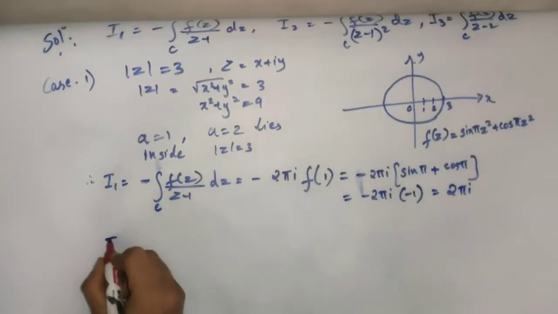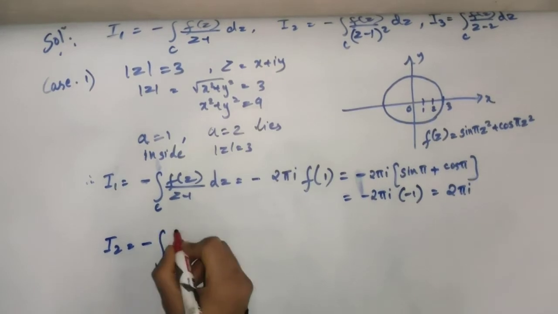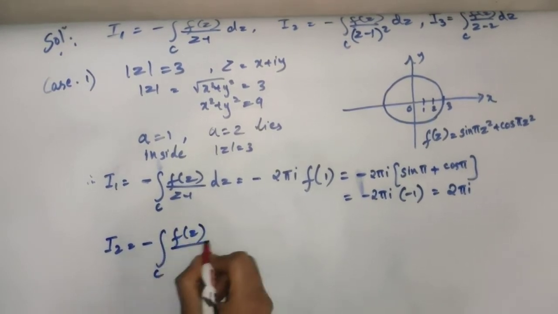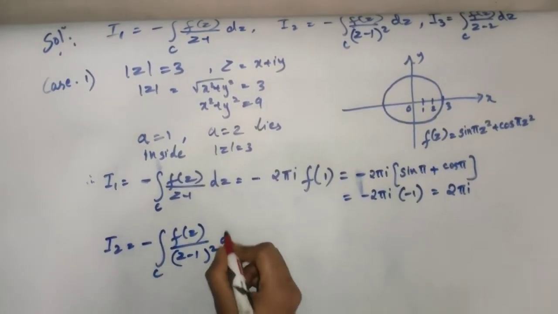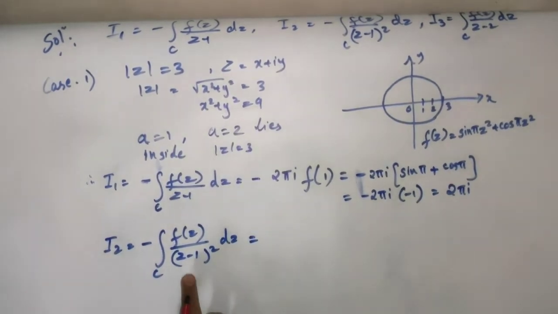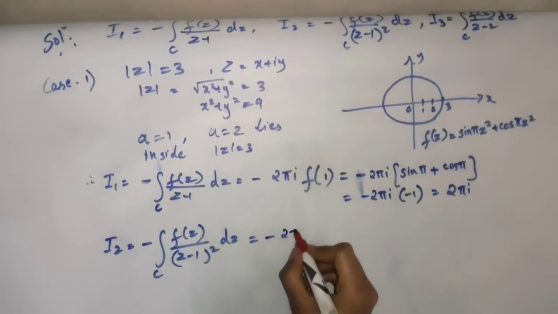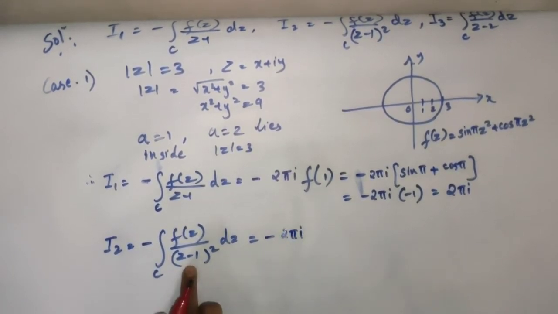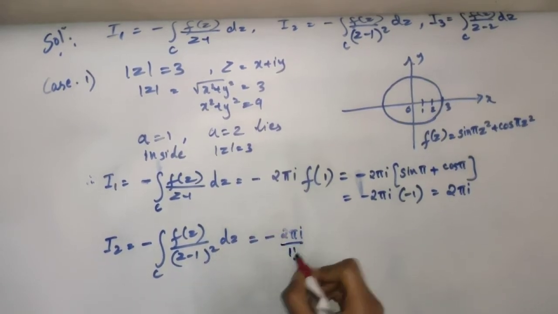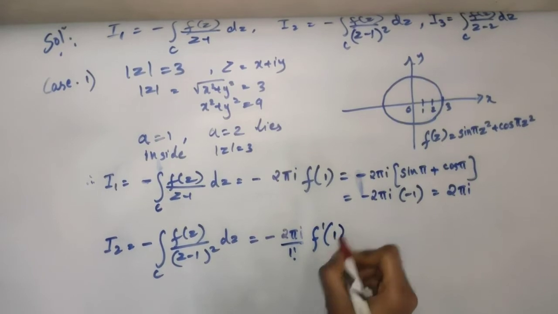Similarly, let us evaluate I2. It is minus integral of f of z over the curve C divided by z minus 1 whole square. Now, as you see, it's clear that we have to use Cauchy's generalized integral formula. As per the formula, retain the minus sign. You have 2 pi i, the value for a is 1, and the value for n is also 1. So it will be 1 factorial f dash of 1 you will get.